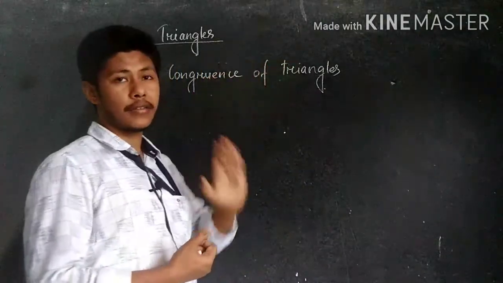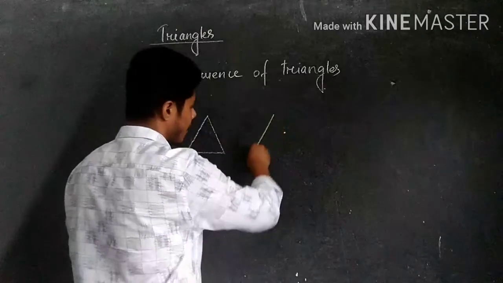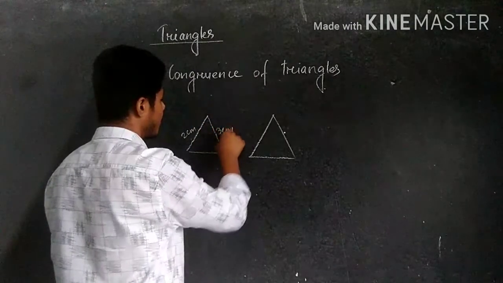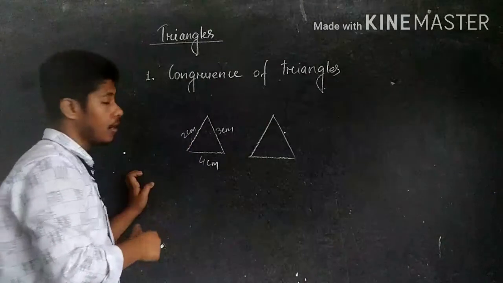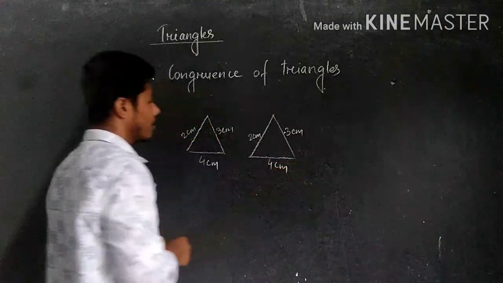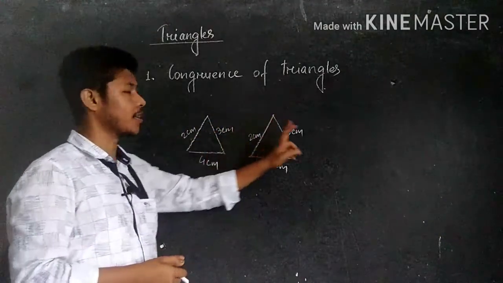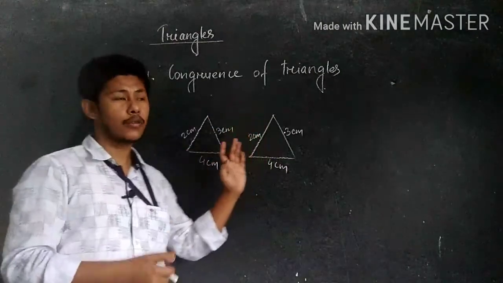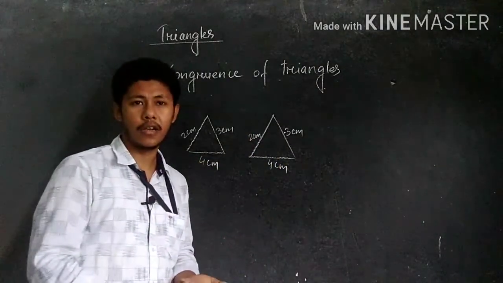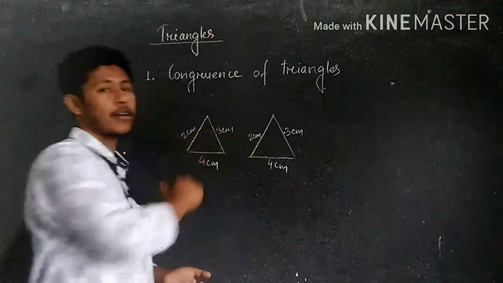So for congruence of triangles, suppose we consider a triangle with sides 2 centimeter, 3 centimeter and 4 centimeter, just as an example. Similarly, another triangle with 2 centimeter, 3 centimeter and 4 centimeter. Now in this case, the lengths are the same: 2 and 2, 3 and 3, 4 and 4. So we can say these two triangles are of the same shape and same size. If shape and size are the same, then these two triangles are congruent.